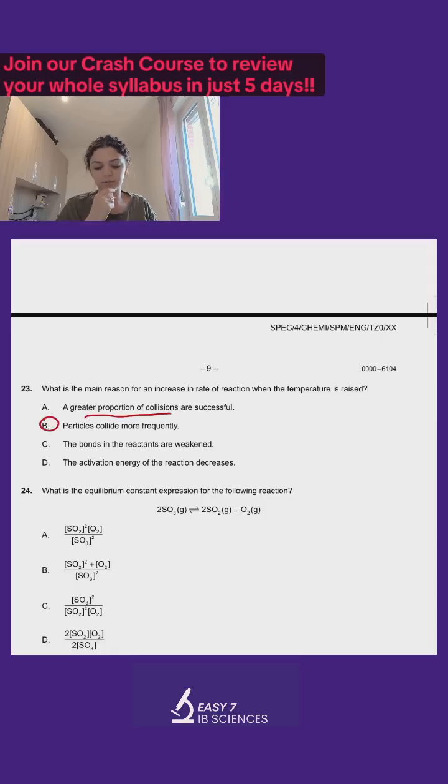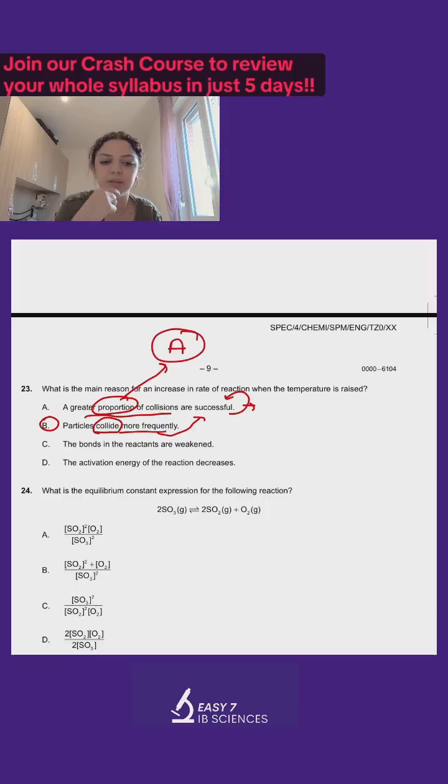The greater proportion of collisions are successful? No. We know that the probability of a proper collision occurring is the same. But when particles collide more frequently, you allow for more collisions to occur, and then you can end up having more successful ones. But the proportion should always be the same. And if you are HL, you should know that that's represented by an A value when you're talking about kinetics.